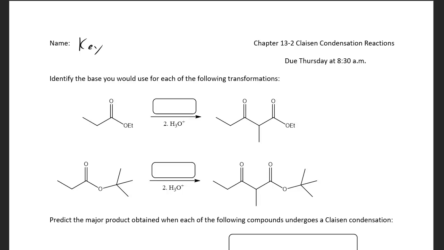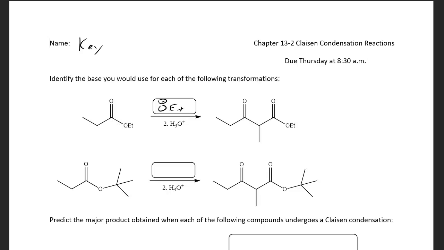All right, for this homework, the first question: identify the base you would use for each of the following transformations. The base we want to use is sodium ethoxide, OEt with sodium. We want to use this base because if our nucleophile attacks the carbonyl carbon, brings those electrons up and kicks off the leaving group, we want to have the same starting material we started out with.